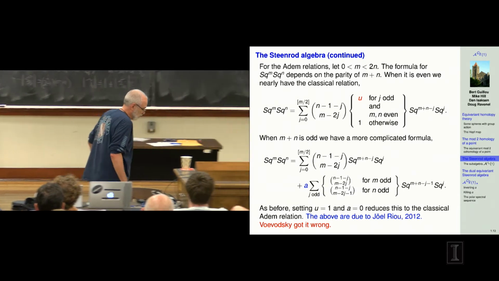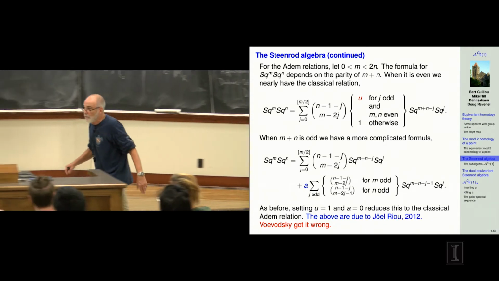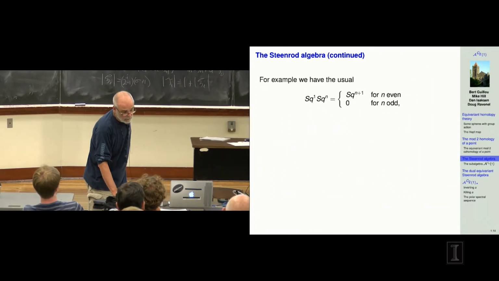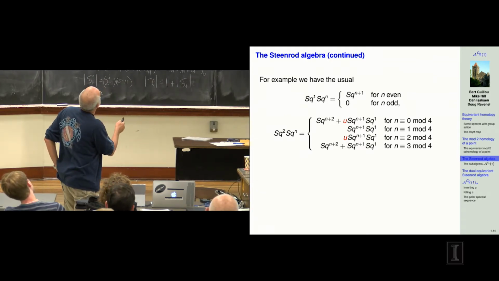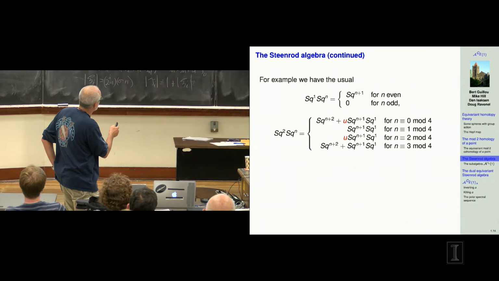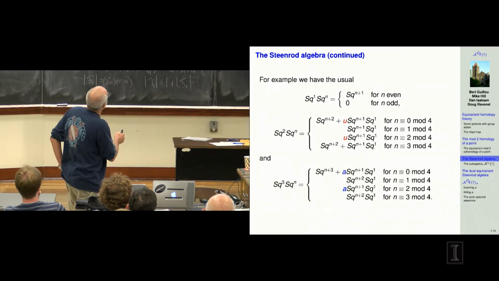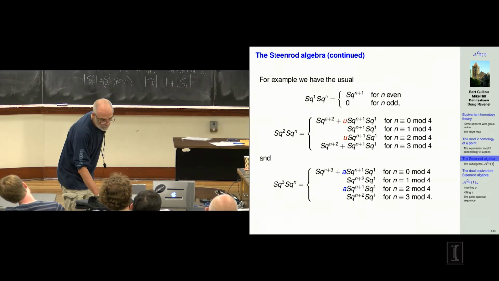Now, Dan Isaacson says there's no point in studying these Adem relations because all the information you need is in the dual Steenrod algebra. So, okay, here are some sample Adem relations. Square 1 square n is what you'd expect. Square 2 square n is pretty much what you'd expect, except there are some u's where they have to be. And square 3 square n has some unexpected terms involving a, as you see here.